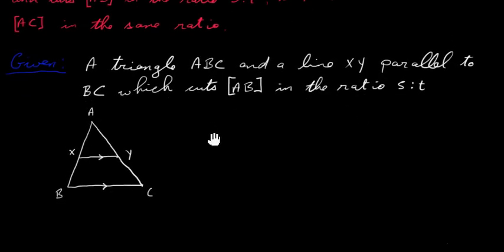Now, what we're given here is a triangle A, B, and C, and we have a line XY that's parallel to BC. So XY is parallel to BC here. And AB is cut in the ratio S is to T. So there are S units here and T units down to here.